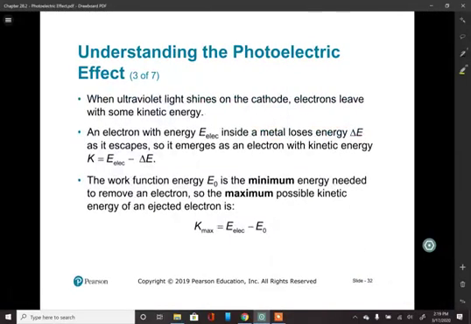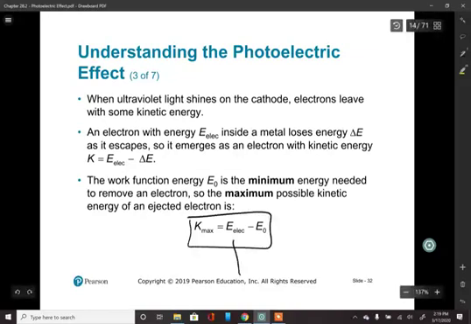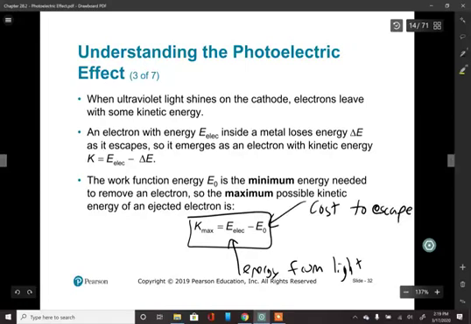So the next bit is an energy conservation thing, right? We know that waves in general carry energy. So the light waves can give energy to the electrons, and the amount of energy they have left over is given by this right here, which is the energy from light that we gave it, and this is the cost to escape.